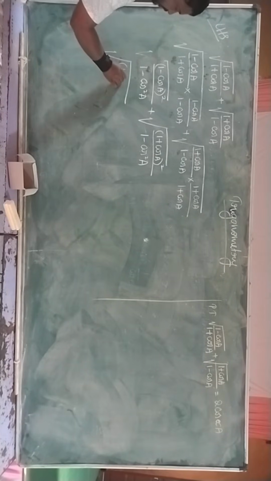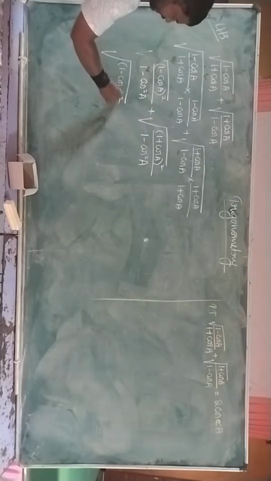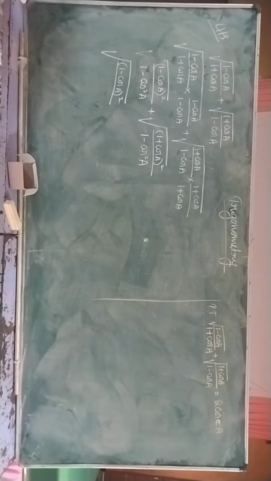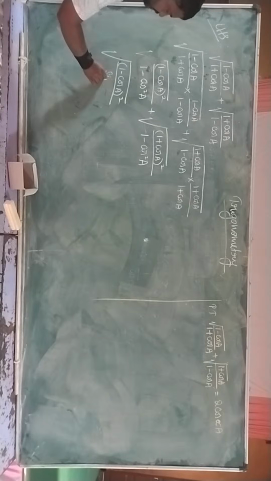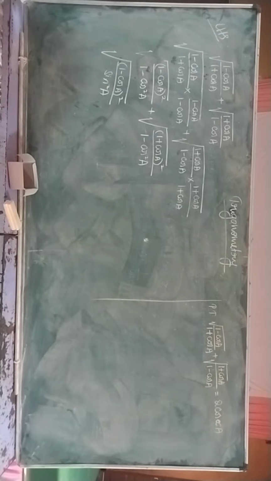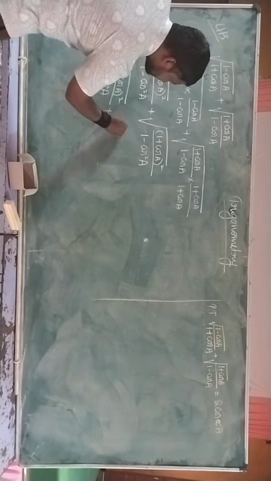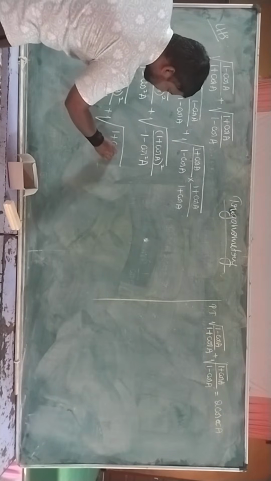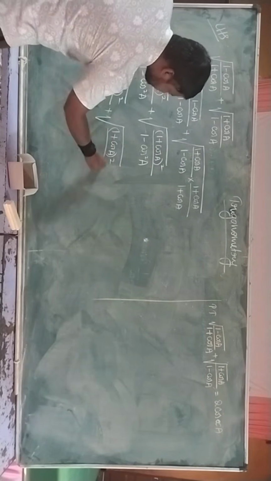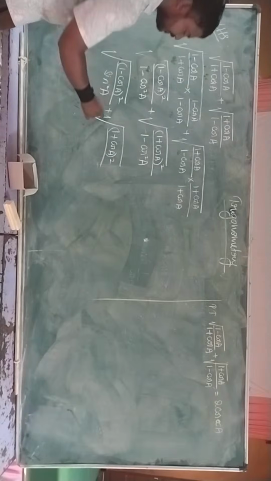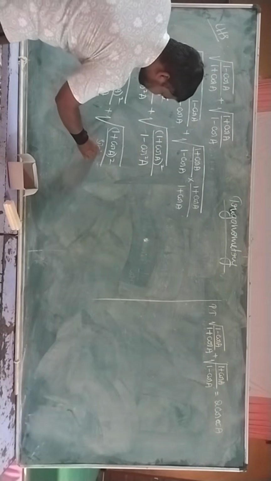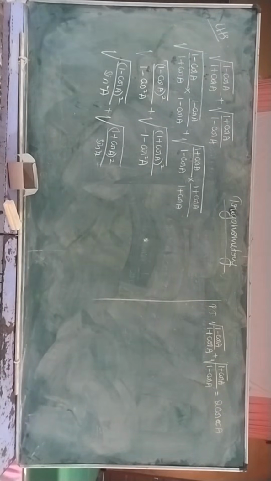(1 minus cos A) whole square divided by 1 minus cos square A. First identity: sin square theta plus cos square theta is equal to 1, and sin square theta is equal to 1 minus cos square. So 1 minus cos square is nothing but sin square. Plus, similarly, (1 plus cos A) whole square divided by 1 minus cos square is again sin square. Am I right? Yes.